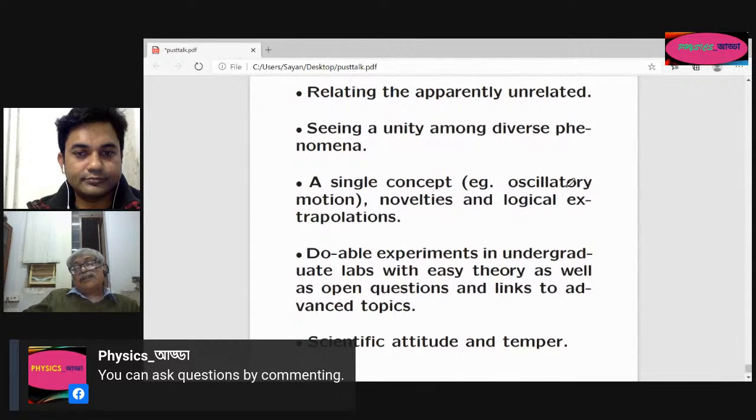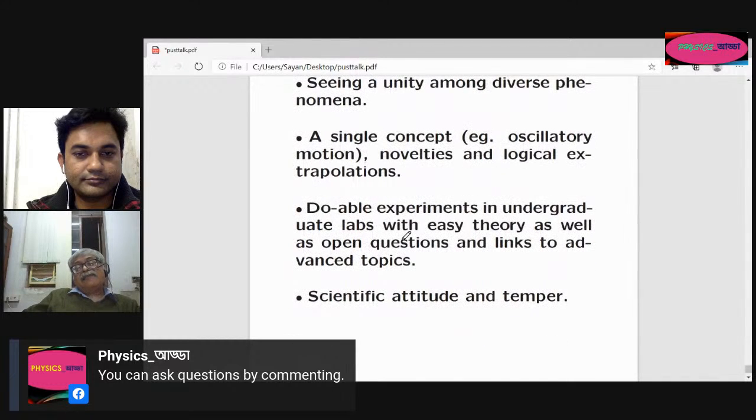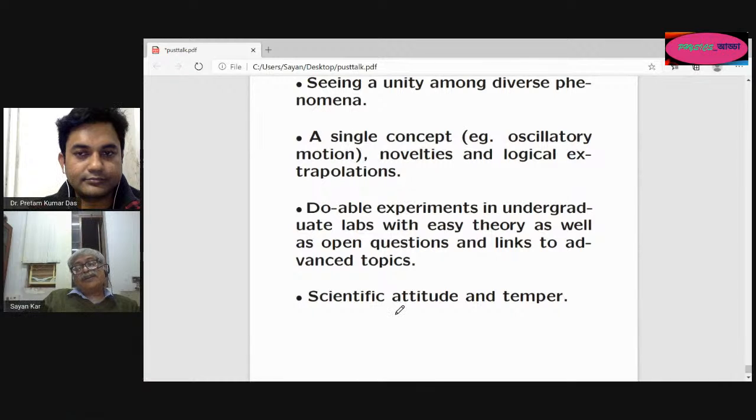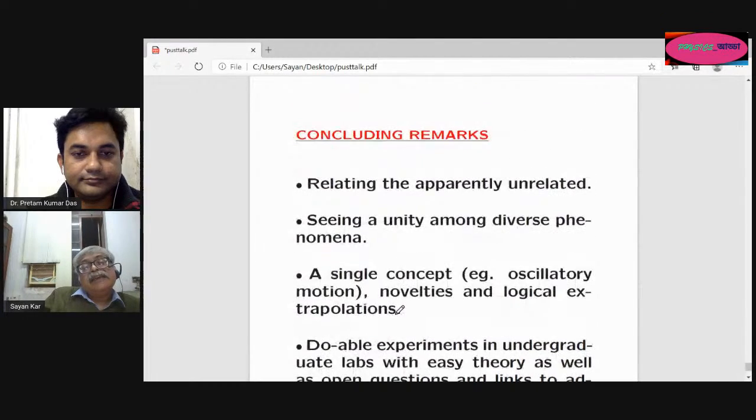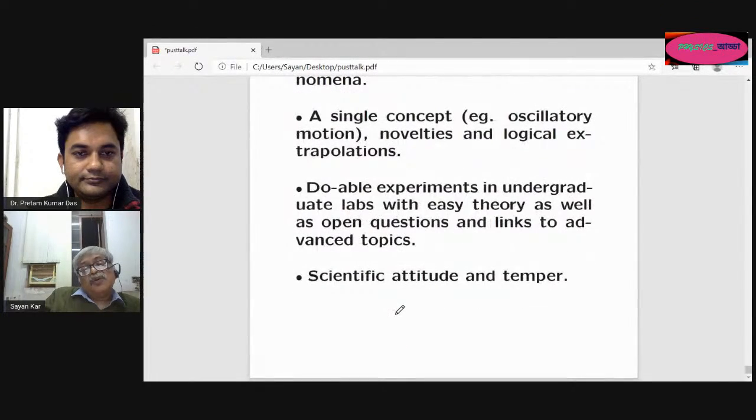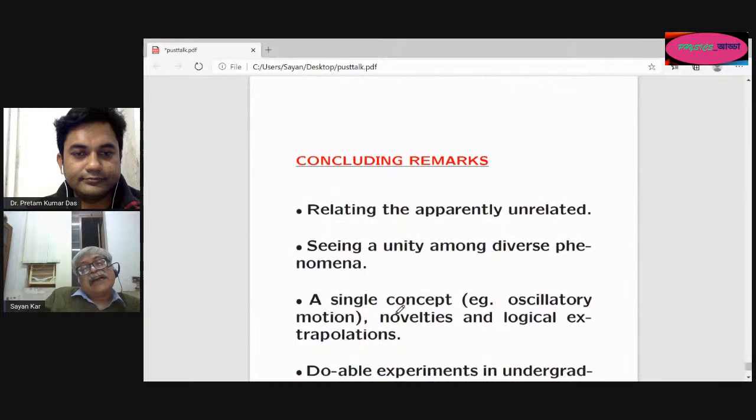And there is a single concept, oscillatory motion, and you see novelties and logical extrapolations. And I've told you about doable experiments in undergraduate labs with easy theory as well as open questions and links to advanced topics. And that is essentially the scientific attitude and the scientific temper, which I believe all of you follow as you learn your science and engineering.